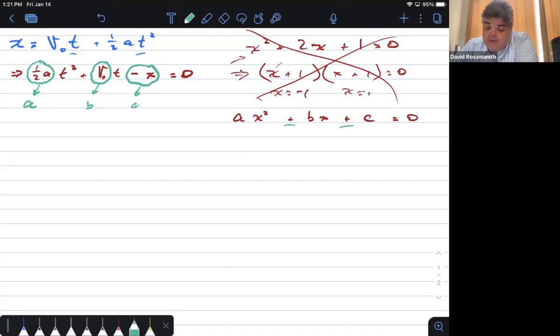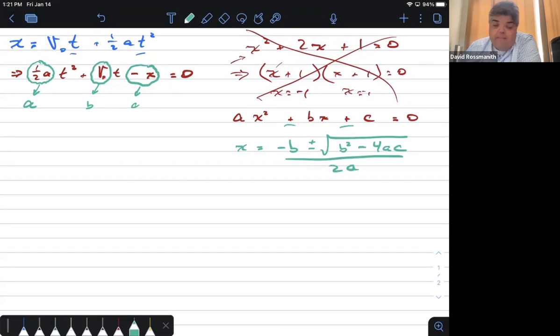What's the next step? The next step is the quadratic formula. The value of x, the actual answer, is minus b plus or minus the square root of b squared minus 4 times a times c, all divided by 2 times a. That's the quadratic formula. So once you've rewritten your equation into standard form, just pluck those a, b, and c out and plug them into this formula. You now have a bunch of numbers everywhere. Plug it into your calculator, you get an answer.